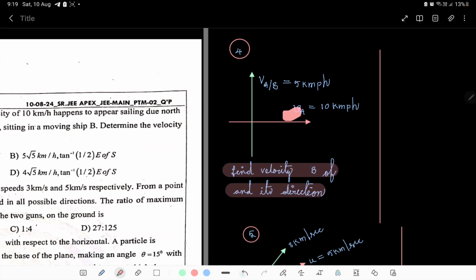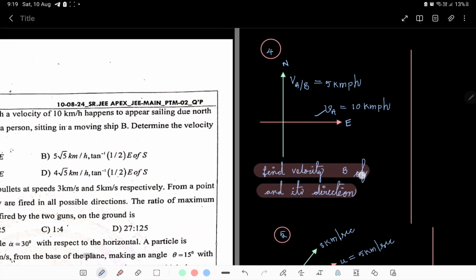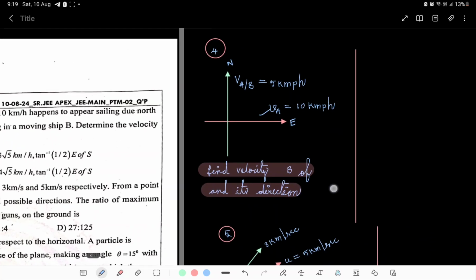Sorry, change the pen. Ship A is moving towards the east, and let's say this is the east direction, and the velocity of ship A with respect to B is 5 km per hour, that is towards the north.